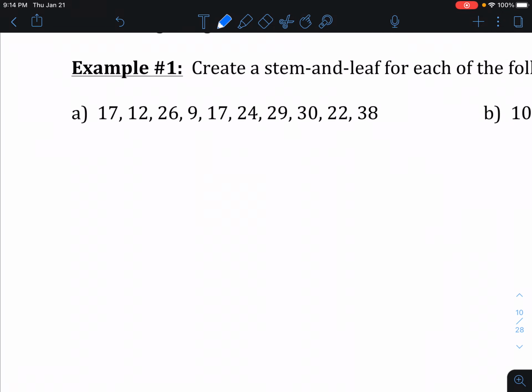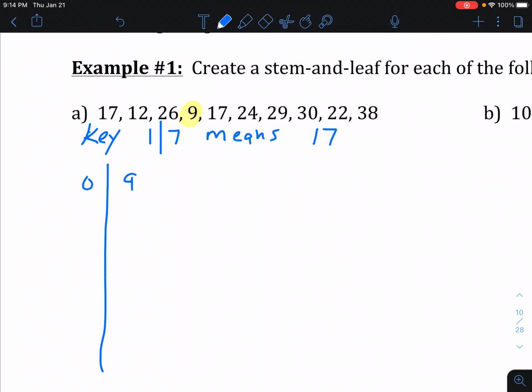So we're going to create a stem and leaf plot. The first thing I do is a key. I'm going to say 1 with the bar is equal to 17. So let's look for my lowest number. This has to be in numerical order. So that would be 9. For that, we actually want to put 0 and 9.